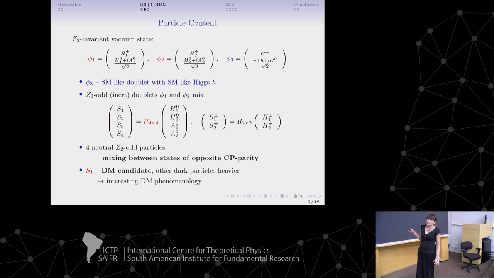Of course, we also have the charged sector with four particles here. The lightest particle, which we chose to be S1, is the dark matter candidate. It's stable because it cannot decay. And this model has actually really interesting dark matter phenomenology. There is a large parameter space where you can be in agreement with all experimental constraints, but that will not be the main focus of the talk here.